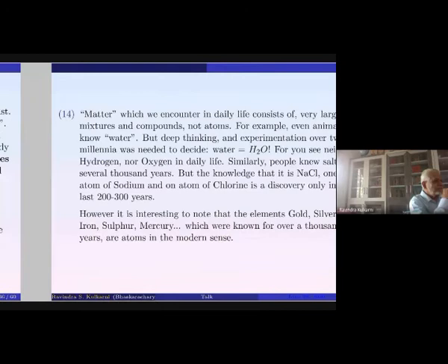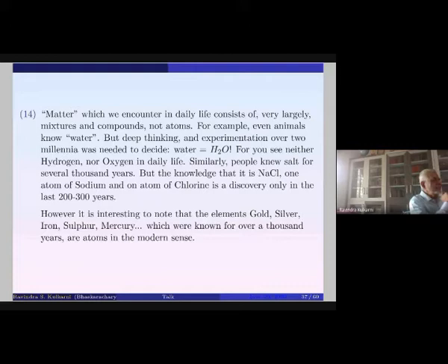Matter which we encounter in daily life consists very largely of mixtures and compounds, but not atoms. For example, even animals know water. But deep thinking and experimentation over 2 millennia was needed to decide that water is just H2O, for you see neither hydrogen nor oxygen in daily life. Another example: people knew salt for several thousand years, but the knowledge that it is NaCl, one atom of sodium and one atom of chlorine, is a discovery of only the last 200, 300 years. However, it is interesting to note that the elements gold, silver, iron, sulfur, mercury, which were known for over 1,000 years, are atoms also in the modern sense.